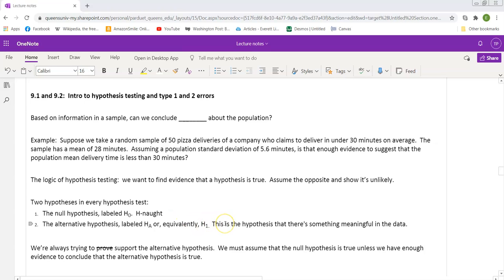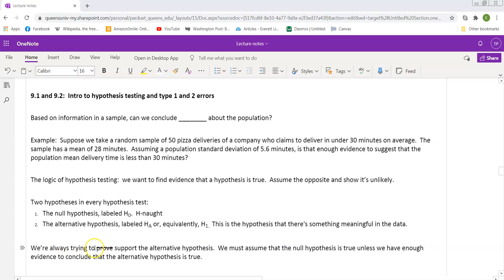Whereas the alternative hypothesis is the one we're hoping to support. You can also think of it as the hypothesis that there is something meaningful in the data. Later on, this will be that there's a difference between two means, or that there's a relationship between two variables. So we're always looking to support the alternative hypothesis.